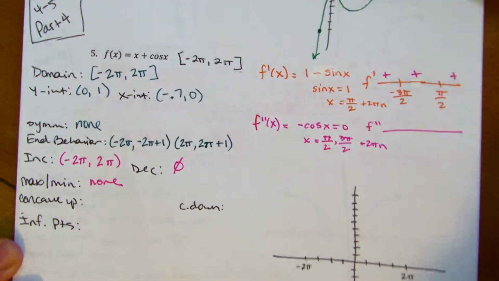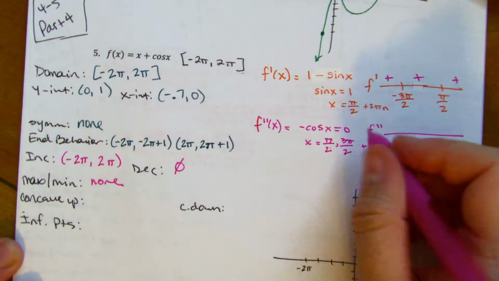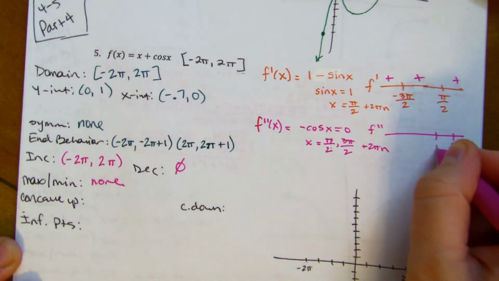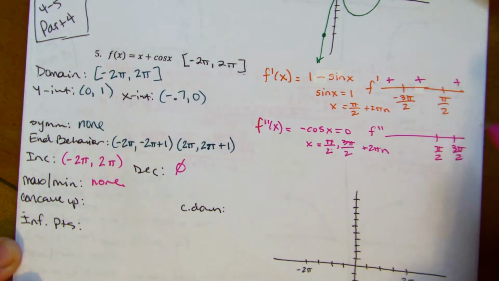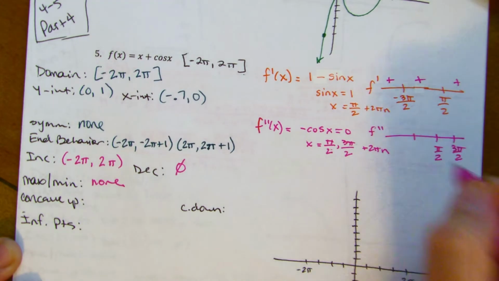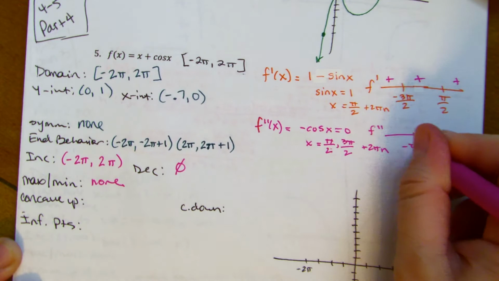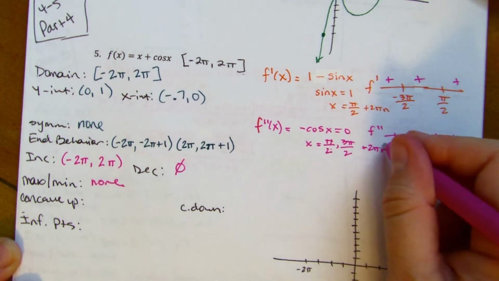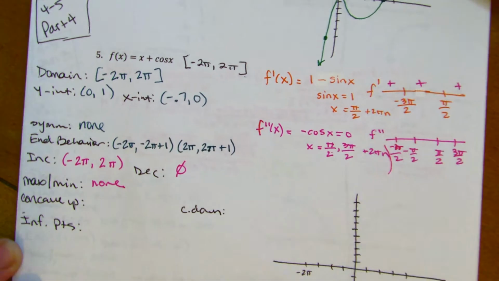So our sign chart here is going to have a few values. It's going to have 3 pi over 2. It's going to have pi over 2. And then if I subtract 2 pi from each of those, I also get negative pi over 2 and negative 3 pi over 2. Kind of running my work together here.